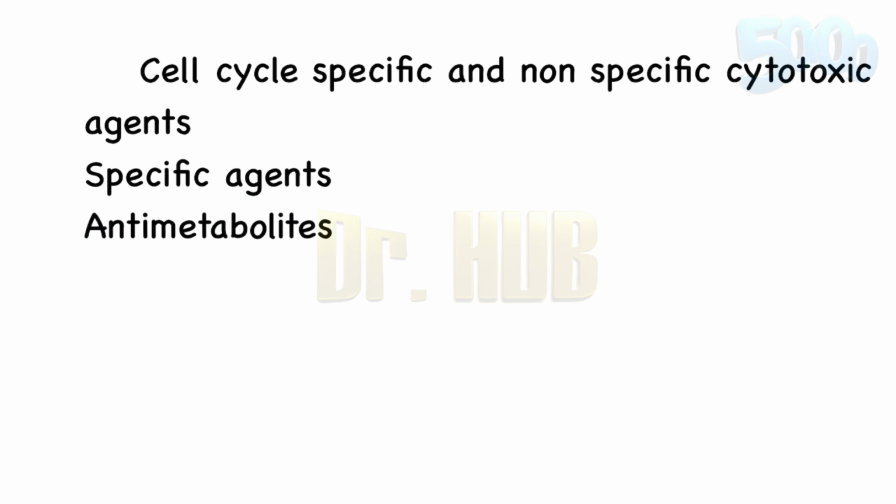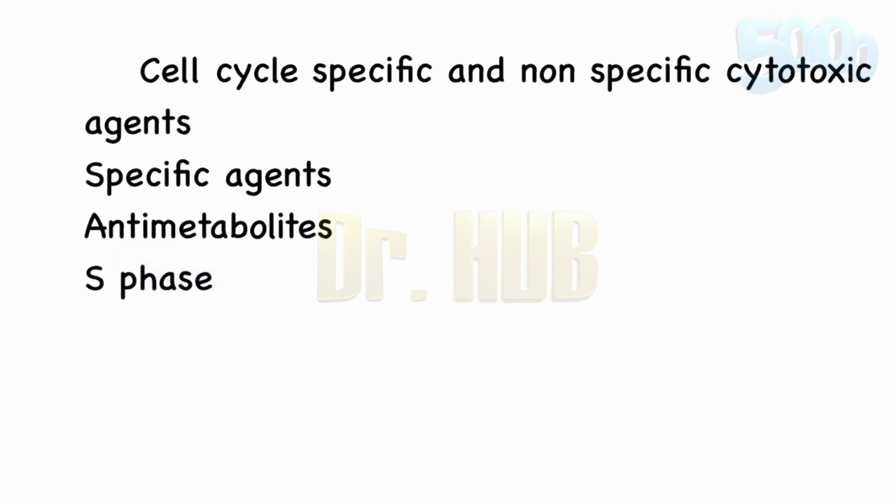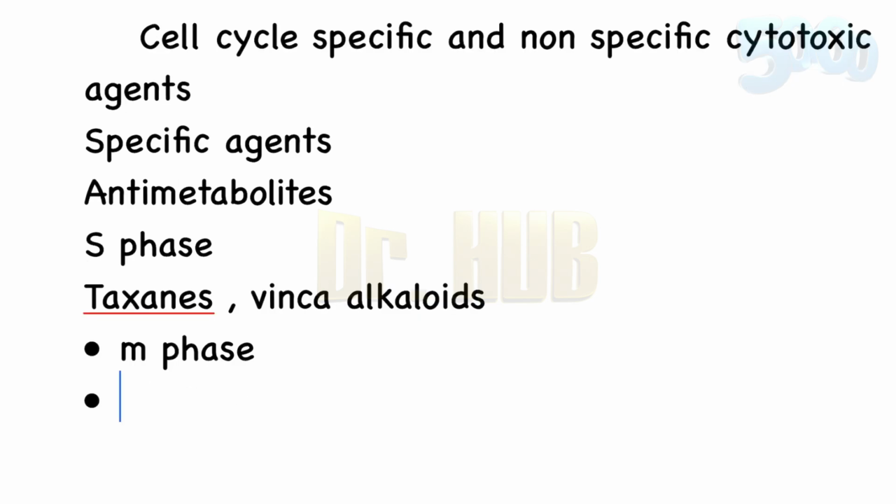So antimetabolites is nothing but the S phase and the camptothecin analogs, that is the S phase. So all these are nothing but the S phase. Then comes the taxanes and the vinca alkaloids, it includes the M phase. The antimetabolites is the S phase, the camptothecin analogs is the S phase, and the taxanes and the vinca alkaloids remain as the M phase.